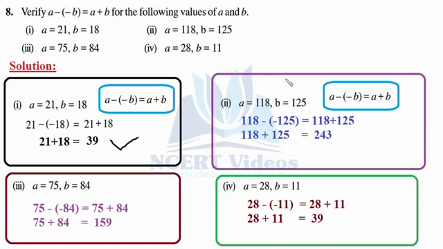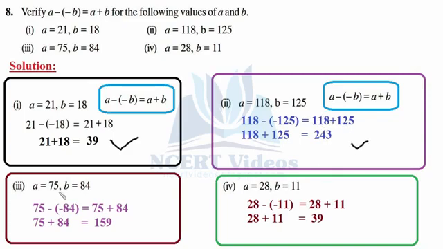Now doing the same thing here, a and b change only. Now putting at a, 118 minus, and bracket start, minus as it is, and then b is 125, and on right hand side just write 118 plus 125. Now solve it. Minus minus is plus. When you add it, it is 243. Left hand side equal to right hand side, therefore it is verified. You can add it. You have learned it in your previous class.